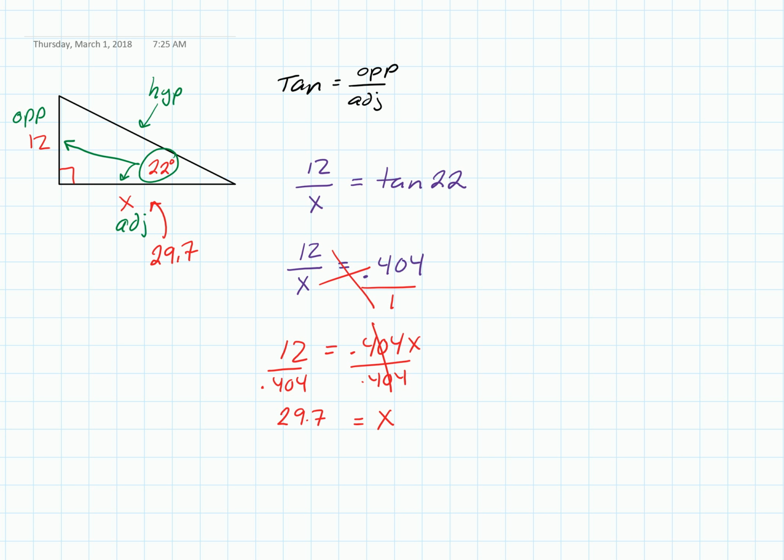So in this problem, we have x is 29.7. As a side note, if we did want to solve for the hypotenuse here, we could use the Pythagorean theorem now that we know two of the sides. And so here, if we did want to solve for, maybe let's call the hypotenuse y, we could go 12 squared plus 29.7 squared equals y squared and solve from here. But I'll leave that to you to finish.